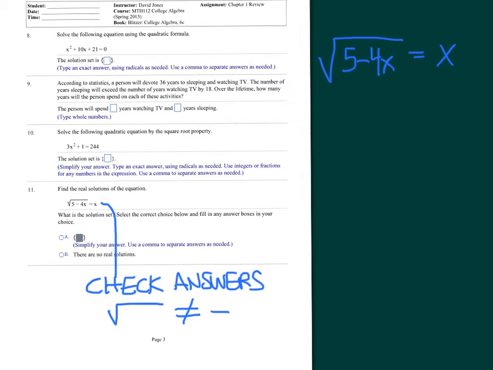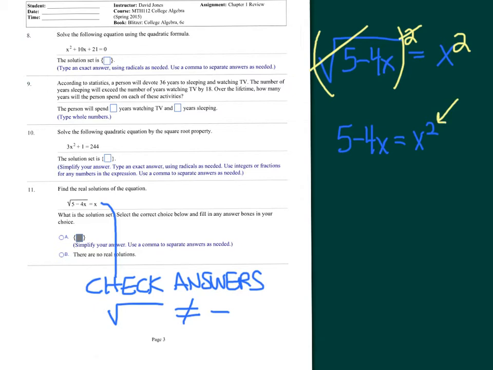Up here, we've got the square root of 5 minus 4x equals x. So just to start off, we want to get rid of the radical, and we can do that if we square both sides. Okay? The square root and the 2 negate each other, and we're just left with 5 minus 4x equals x squared. And then you have to make a decision how to solve it. It is a quadratic equation since it's got a squared term.